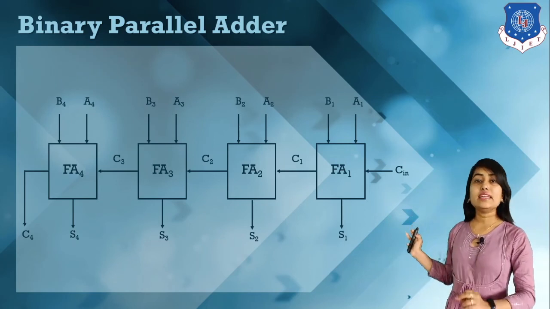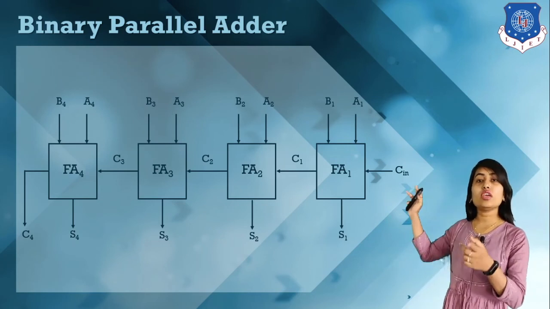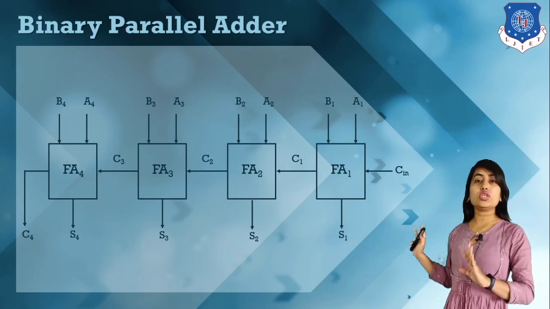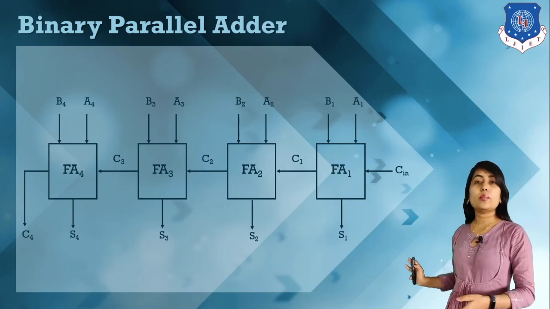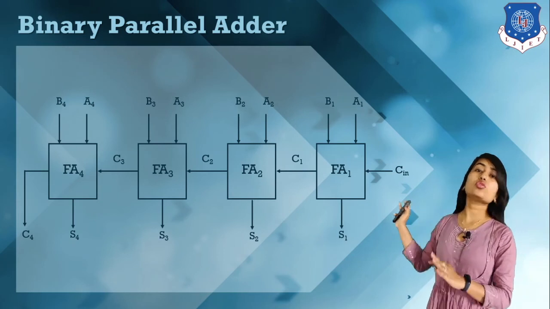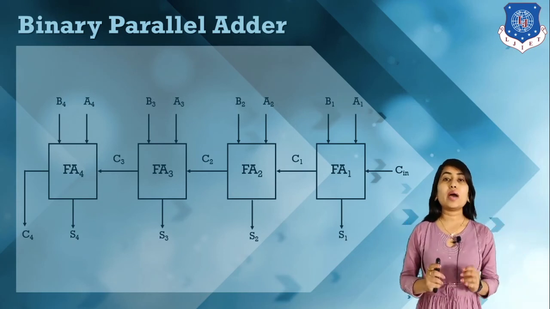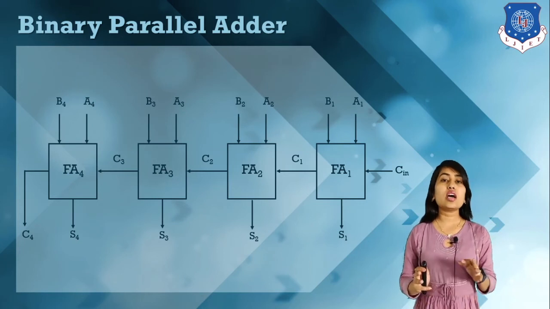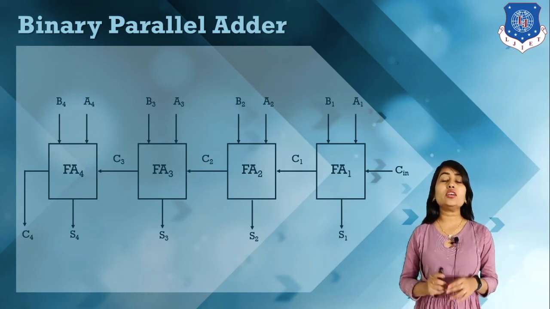So here in the second stage addition of A1, B1 and C0 occurs, so here we have a sum bit, and if there is a carry, it is forwarded to the next bit. So this is our 4-bit binary parallel adder. This is how the binary parallel adder works.